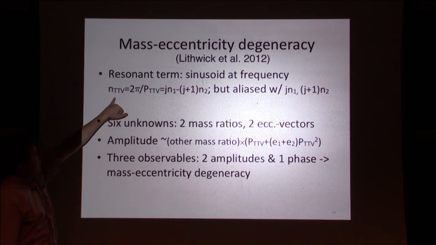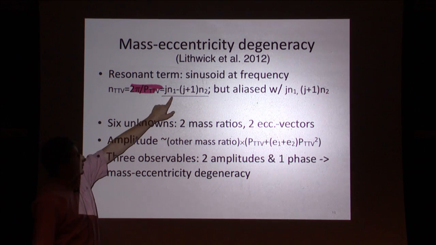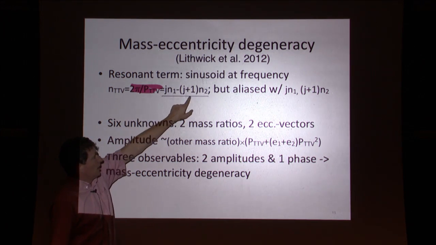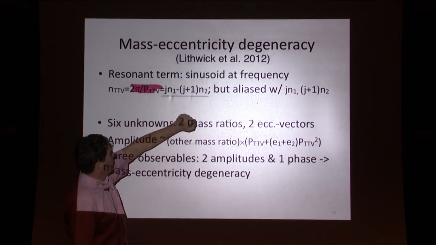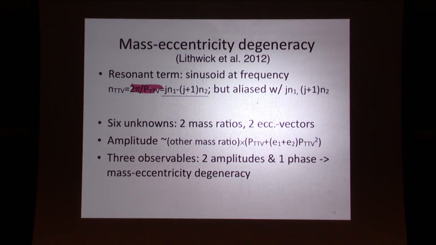So the frequency of the transit timing variations scales as 2π times what I'll call the P_TTV, for period of the transit timing variations. And that for a particular resonance scales as integer j times the frequency of the inner planet minus (j, in this case, plus 1, because they differ by 1, 2-to-1) times the frequency of the outer planet. And just to make clear, n1 is equal to 2π over the period of the inner planet, and n2 is equal to 2π over the period of the outer planet.